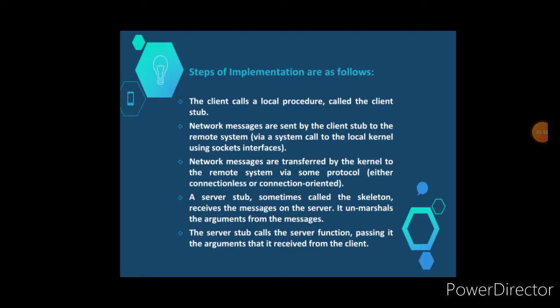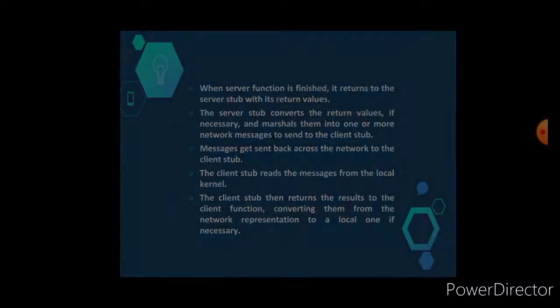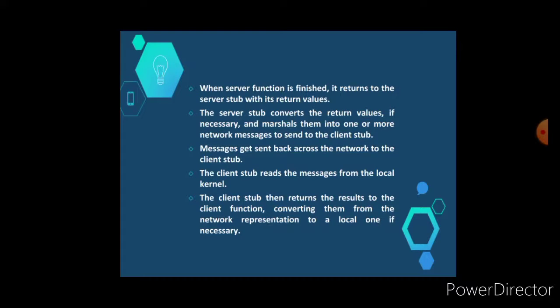A server stub, sometimes called the skeleton, receives the messages on the server. It unmarshals the arguments from the messages. The server stub calls the server function, passing it the arguments that it received from the client. When the server function is finished, it returns to the server stub with return values. The server stub converts the return values, if necessary, and marshals them into one or more network messages to send to the client stub.